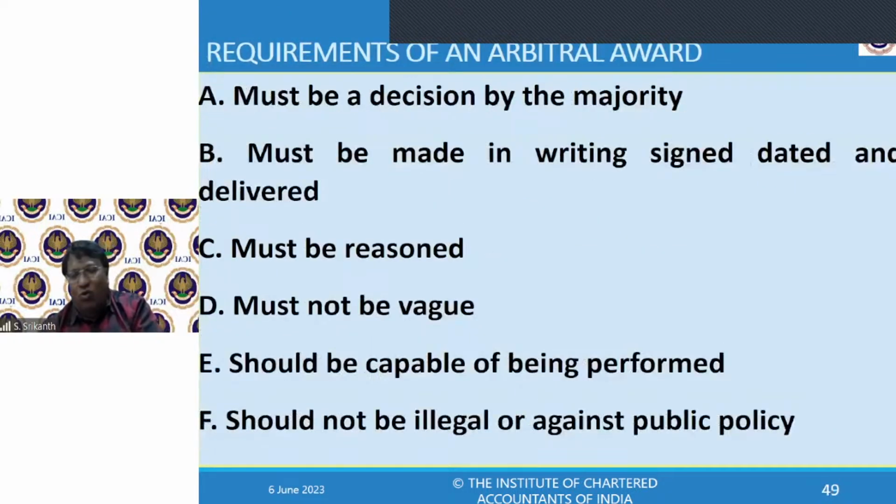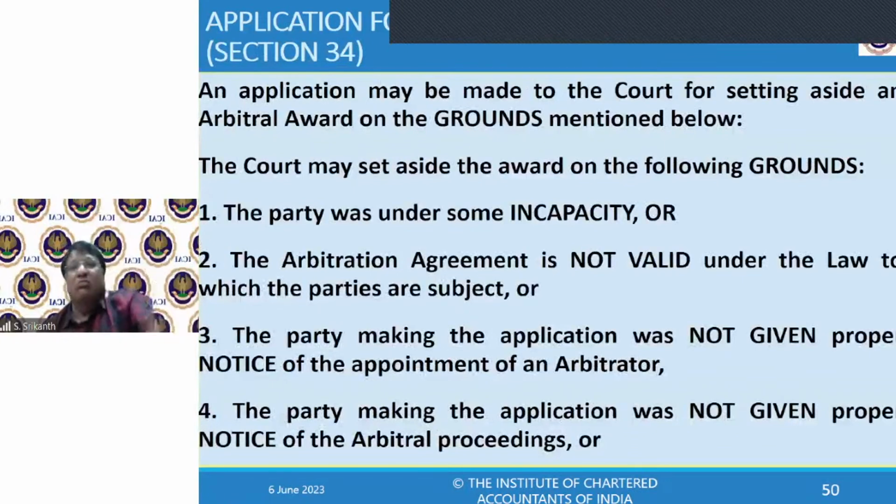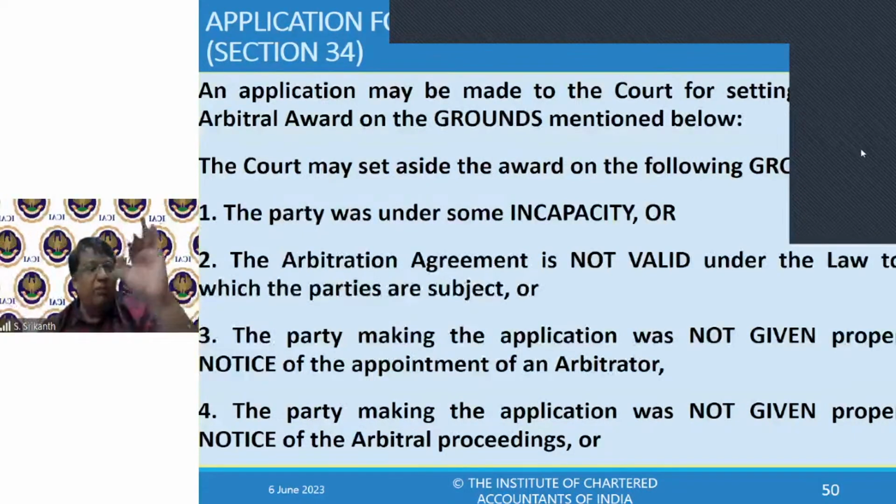Sorry, I said 34. 32, it's 34. I don't remember. Slowly I've become old. 34. Very, very, very important. 34, very, very important.